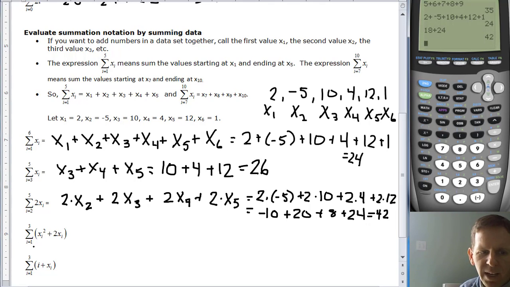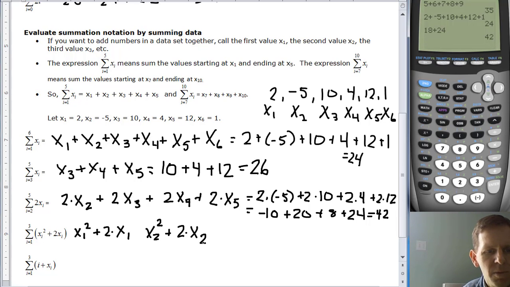What about this one? Again, replace the i's with the bottom number that you see in this index. So if it says i equals 1, replace both of these i's with a 1. So we have x sub 1 squared plus 2 times x sub 1. Then replace the i's with 2's. X sub 2 squared plus 2 times x sub 2. And then we're going to do a 3, that's the last number, x sub 3, replace the i with a 3, squared plus 2 times x sub 3.